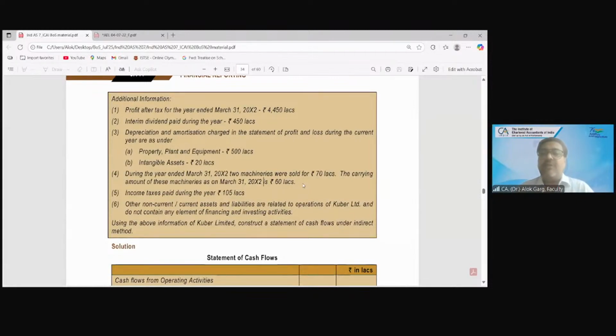Income taxes paid during the year is 105 lakhs. So what you can do, you can start with profit before tax. Profit after tax is 4450. Income tax paid is 105. So what is your profit before tax? It's 345.